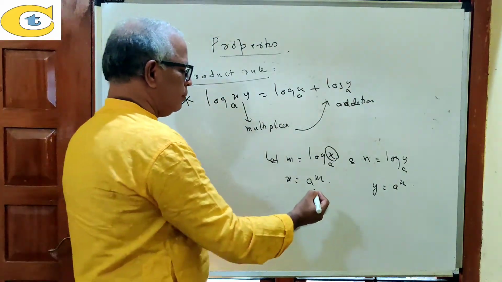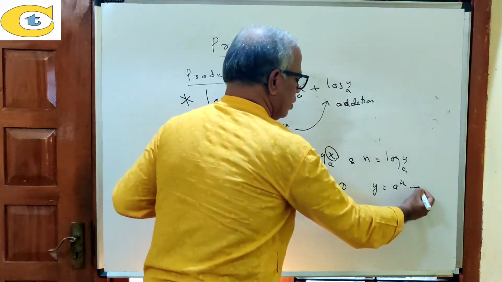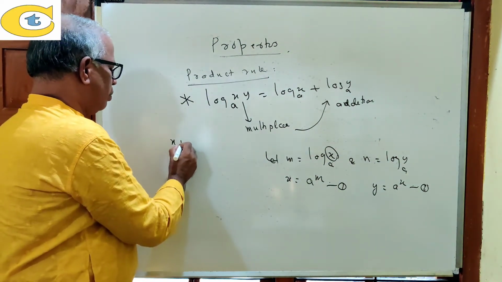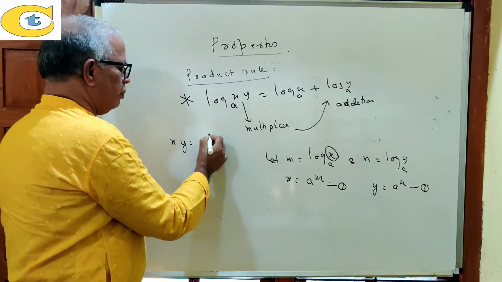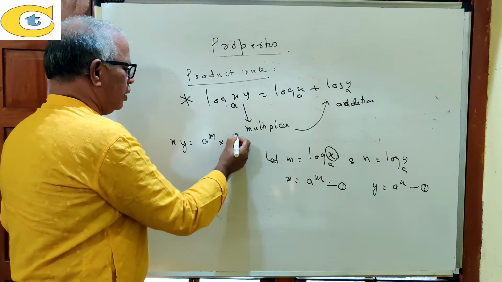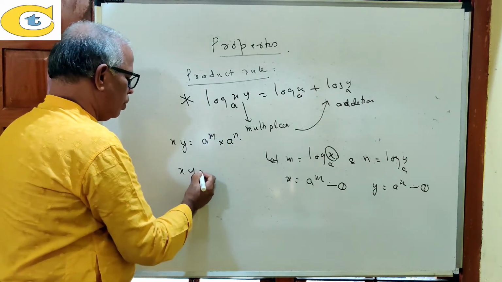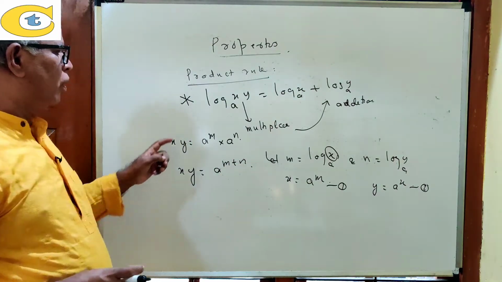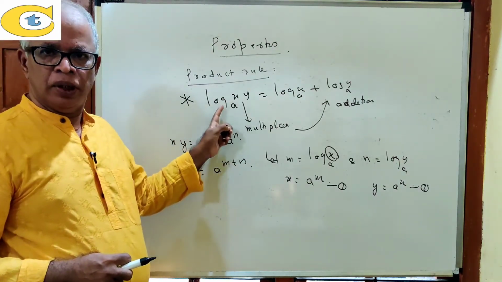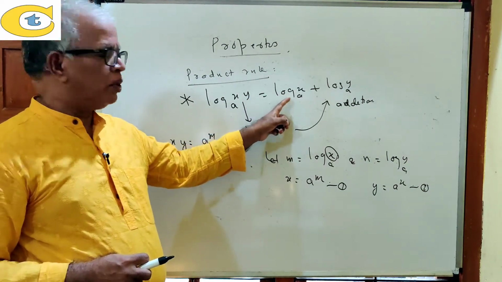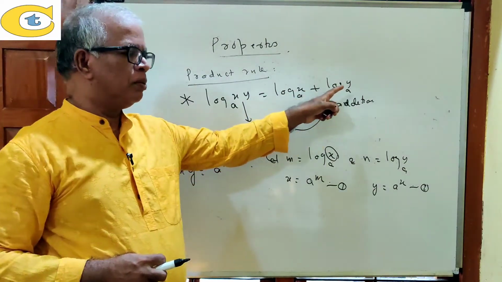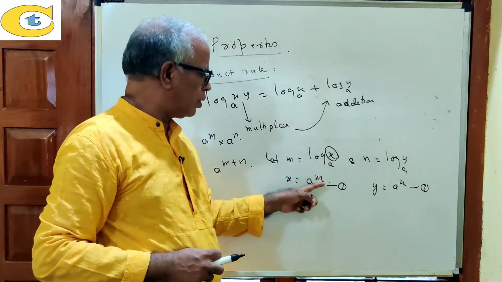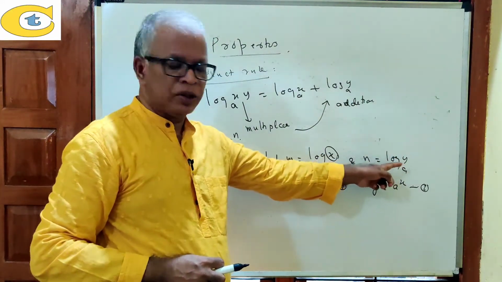This is the first one, this second one. So now what is xy? Xy is equal to a raised to m into a raised to n. Xy is equal to a raised to m plus n. I hope you got it. Logarithm of xy to the base a is equal to log x to the base a plus log y to the base a. What we assumed here: m is equal to log x to the base a, n is equal to log y to the base a.